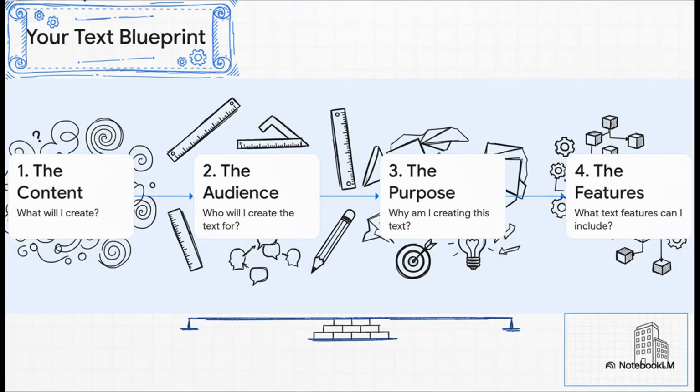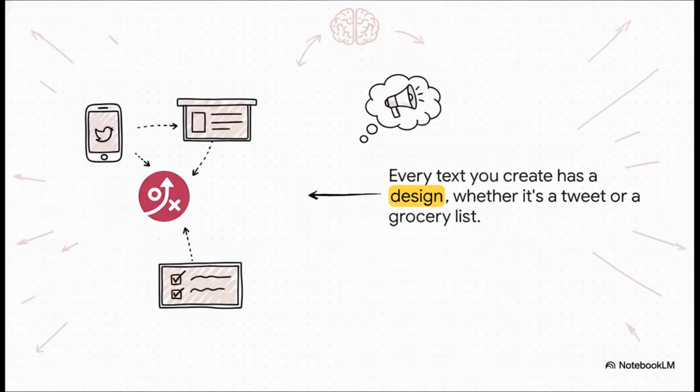And here it is, that exact blueprint. Seriously, whether you're planning a work presentation, a social media post, or even just a party invitation, run through this list first. Before you type a single word, ask yourself these 4 questions. This simple checklist is what takes you from being someone who just puts words on a page to a true architect of communication. Because the truth is we are all text designers all the time.